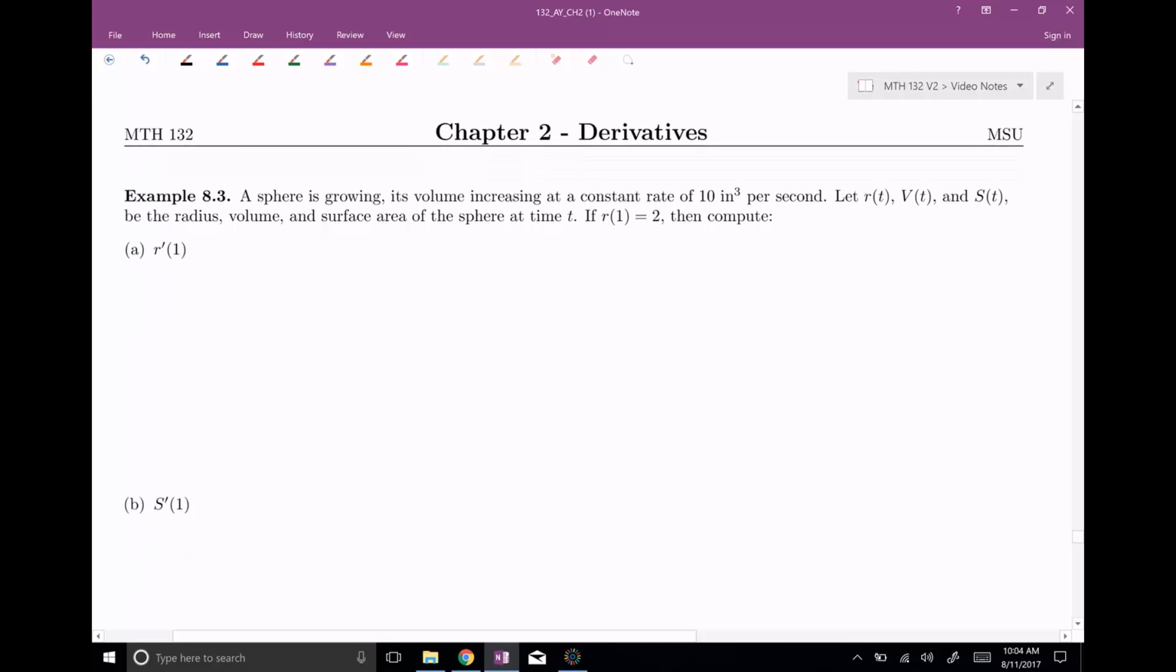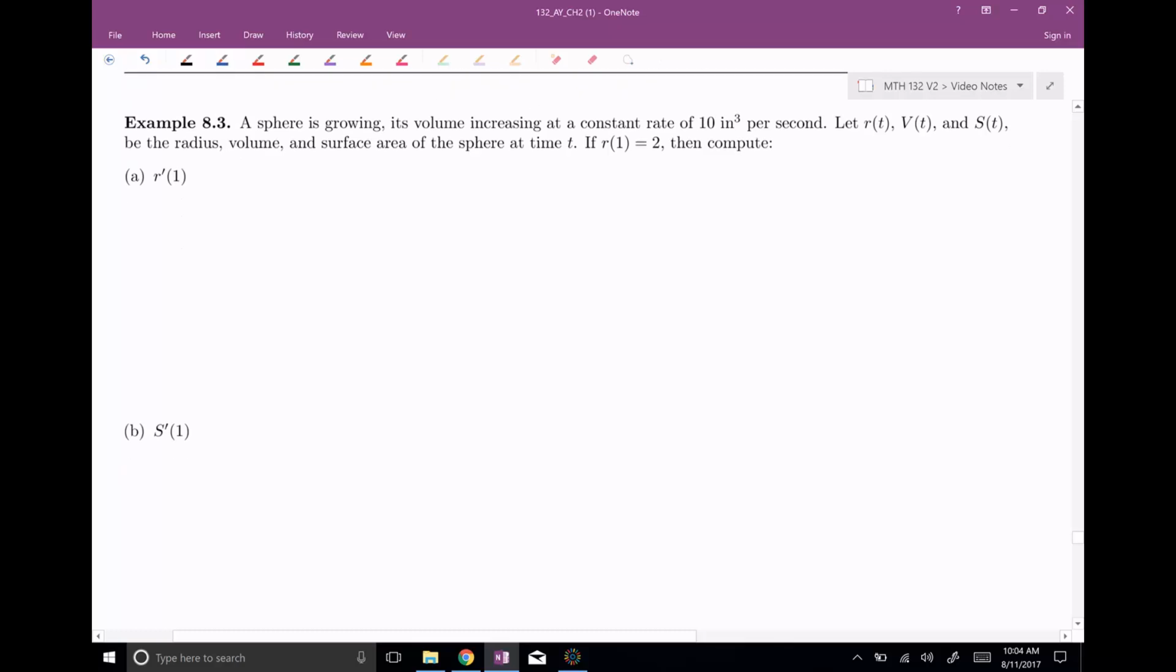We have a sphere that is growing. Its volume is increasing at a constant rate of 10 cubic inches per second. R of t, V of t, and S of t are the radius, volume, and surface area of the sphere at a specific time. Right? Those are changing with time, though. And it says if R of 1 is equal to 2, so that is the radius at time 1 second in, is equal to 2, then I want to compute R prime of 1 and S prime of 1. So this is a good kind of warm-up problem. We'll do more difficult ones later on, but this is good to kind of start getting the juices flowing.